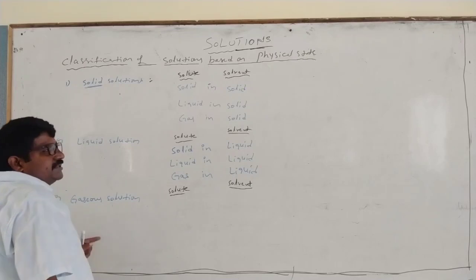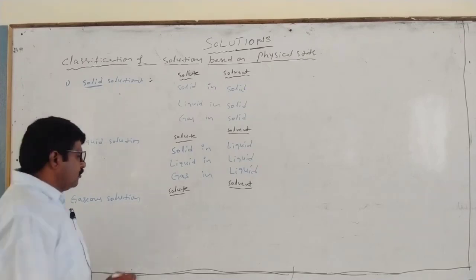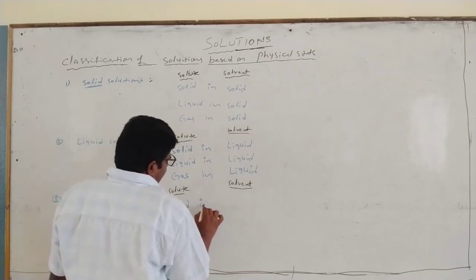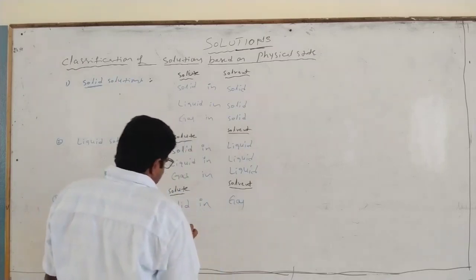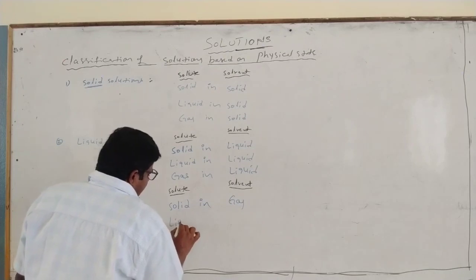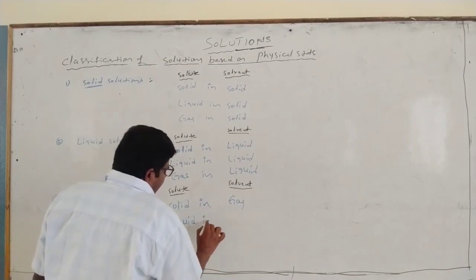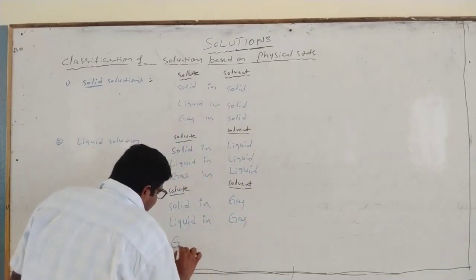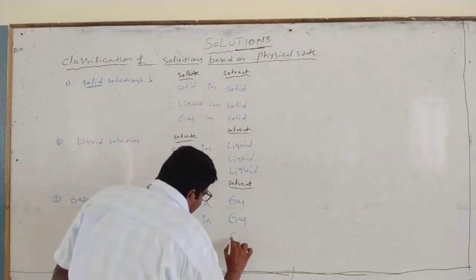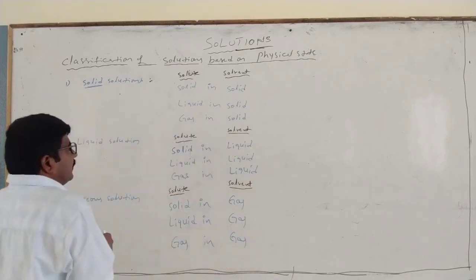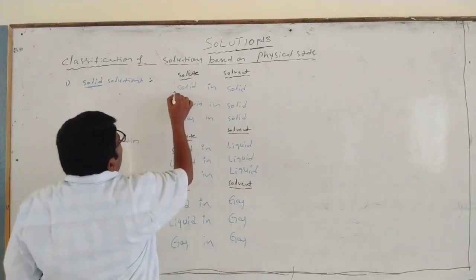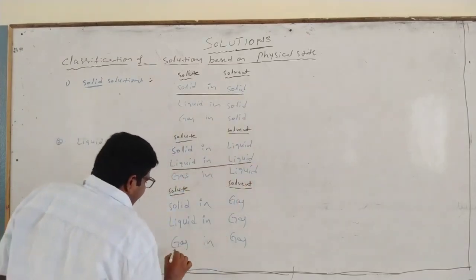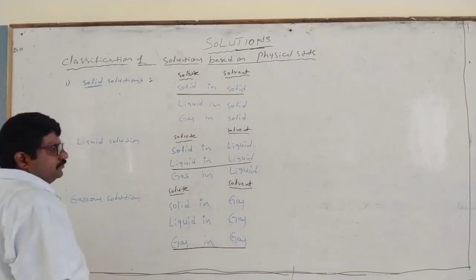Next one, gaseous solutions are again classified into three types. So one is what? Solid in gas. Second one is liquid in gas, and what? Gas in gas. Solid in solid, liquid in liquid, or gas in gas.